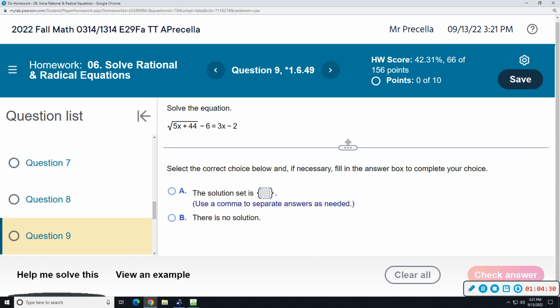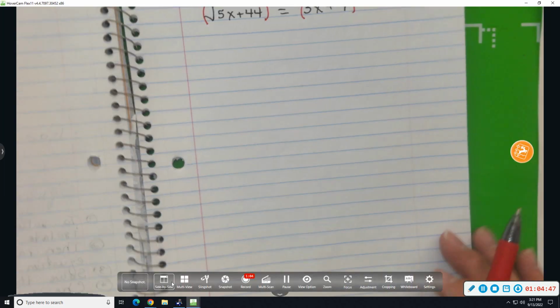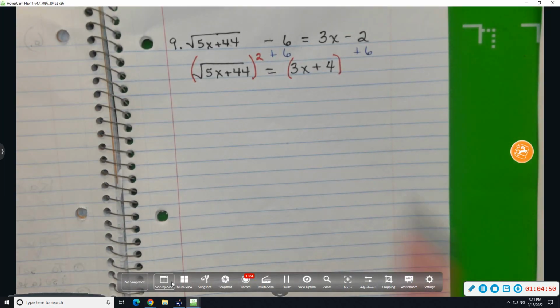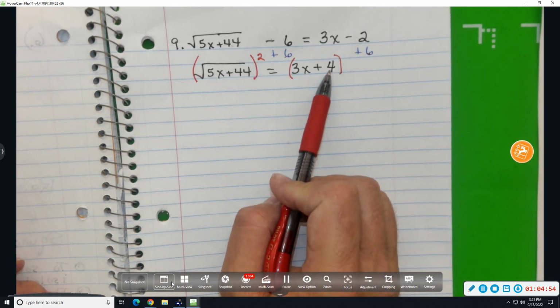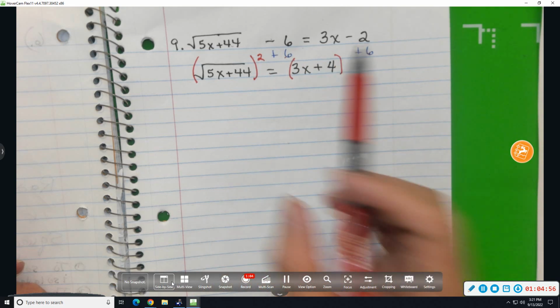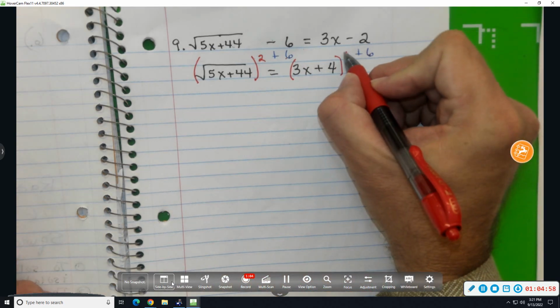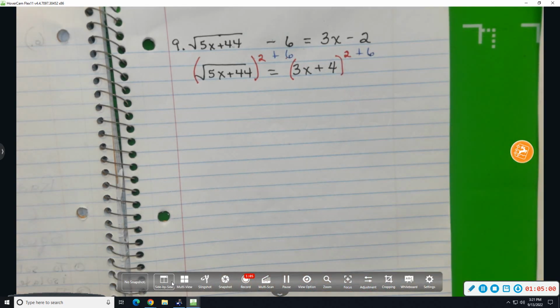Now here's where it's going to get messy, and this is why square roots work out messier than cube roots. I'm now going to cancel out the square root by squaring. When I do that, I enclose both sides in parentheses. So I've added 6 to both sides. That's where I got the 4. Now I'm squaring both sides by enclosing both sides in parentheses and squaring.